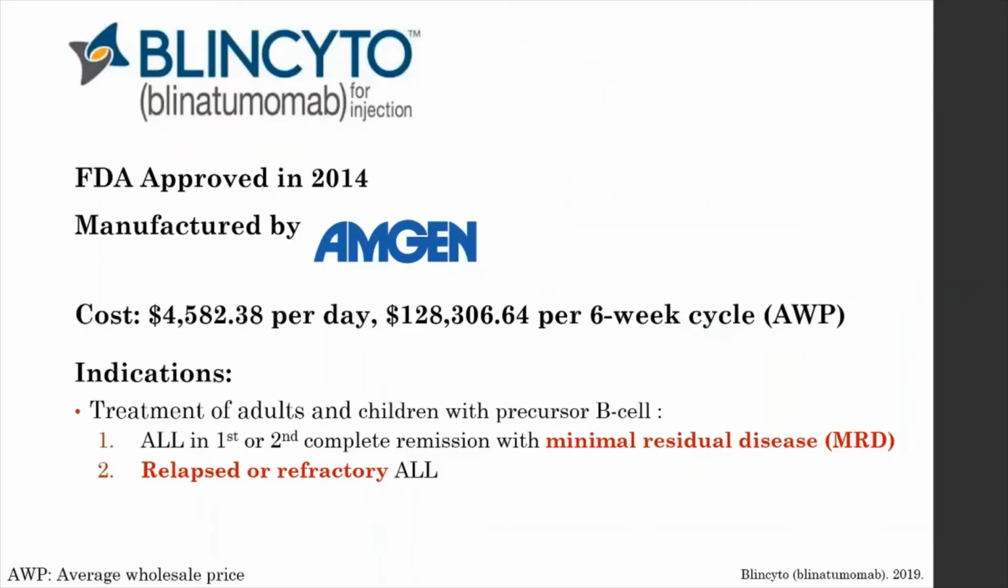Alright, so Blincyto or Blinatumomab was FDA approved in 2014. It's manufactured by Amgen, and it costs close to $130,000 per cycle. So it is not a cheap drug. It has 2 indications for adults and children with precursor B-cell ALL, either in their first or second complete remission with minimal residual disease, or relapsed refractory ALL.